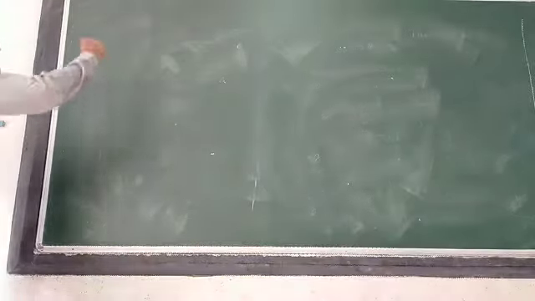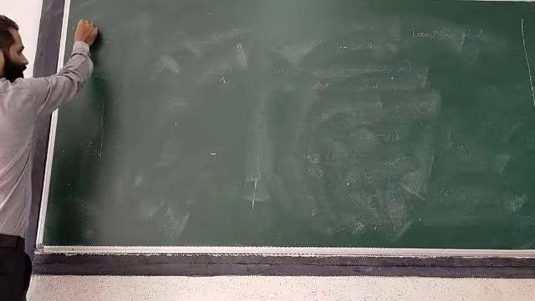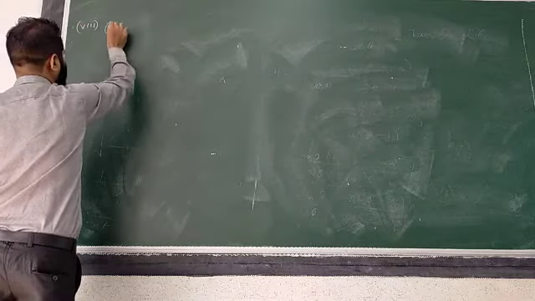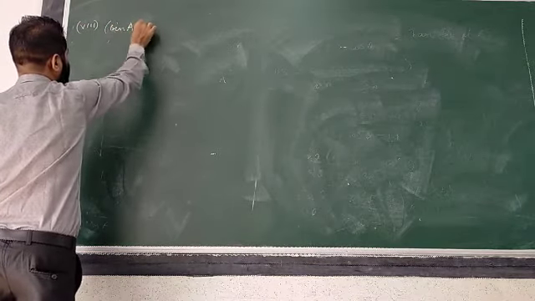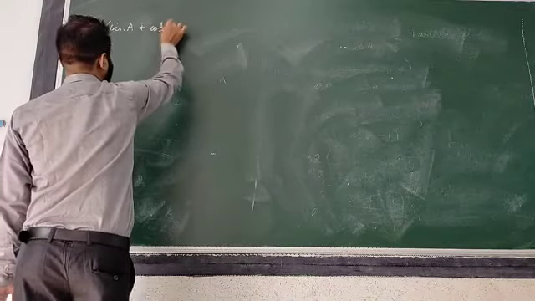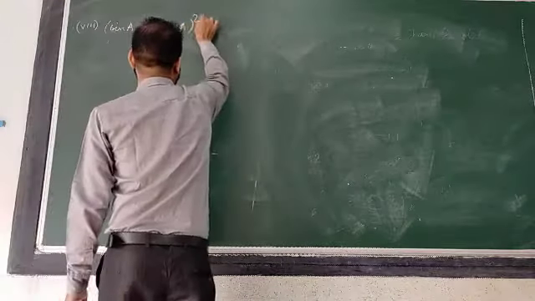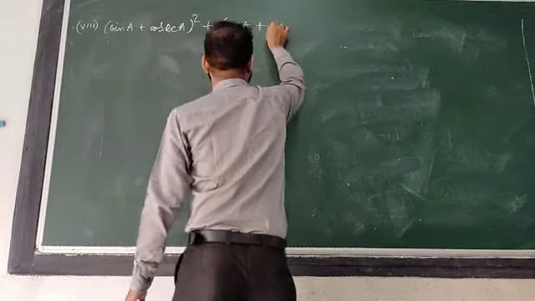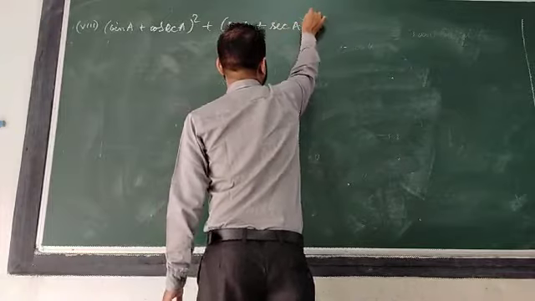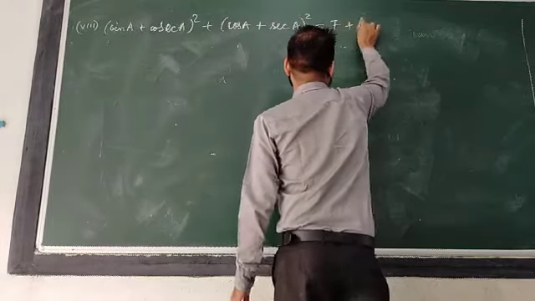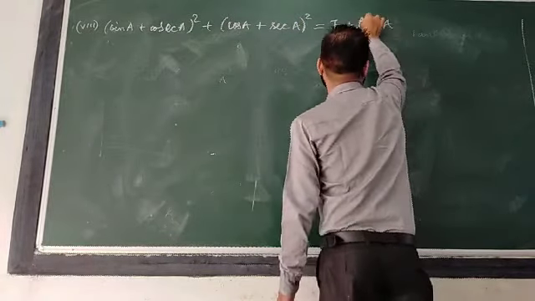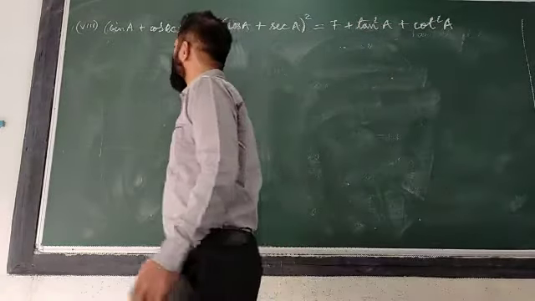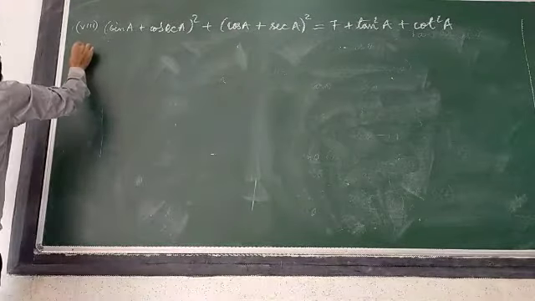Okay, question number 8. Sin A plus cosec A whole square plus cos A plus sec A whole square equals 7 plus tan square A plus cot square A. Correct? Right here it is.